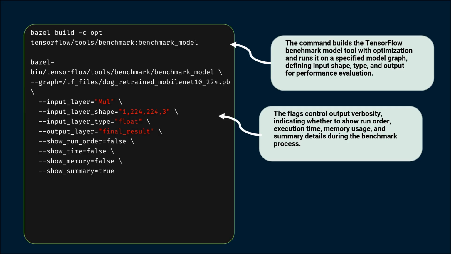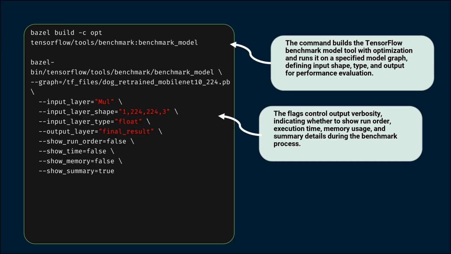In this command, we specify the model graph file that contains the architecture and weights of our Mobilenet, specifically the retrained Mobilenet 10224 PB file. It's important to define the input layer and its shape, which in this case is a single image with dimensions of 224 by 224 pixels and 3 color channels. We also indicate the input data type as float and set the output layer to final result, which corresponds to the model's predictions. Additionally, we opt not to show the run order, time, or memory usage to keep the output focused on a summary of the model's performance metrics.